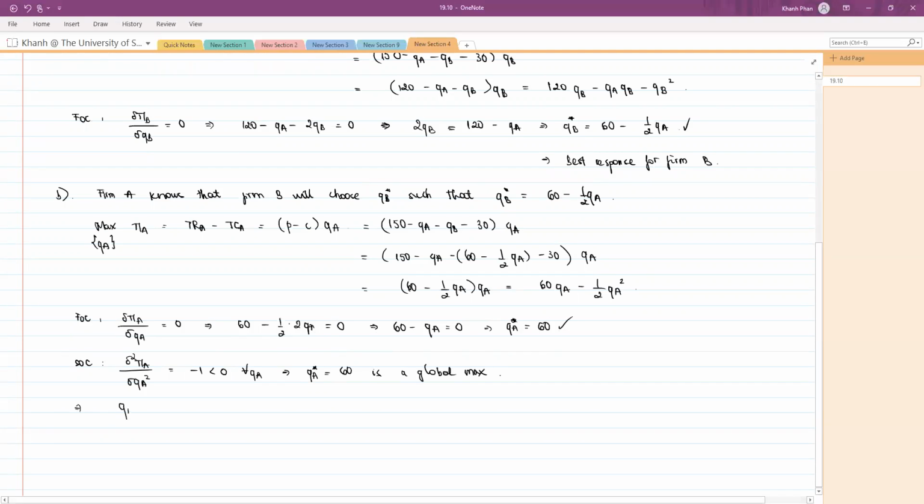So therefore I confirm that firm A is going to produce QA equal to 60, and if I substitute that back into the equation for QB star, I get 60 minus half of QA star, so 60 minus half of 60, that's going to be 30. So firm A is producing 60 units of output, and firm B is producing 30 units of output.